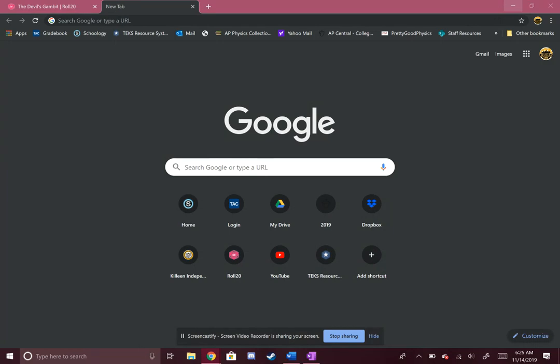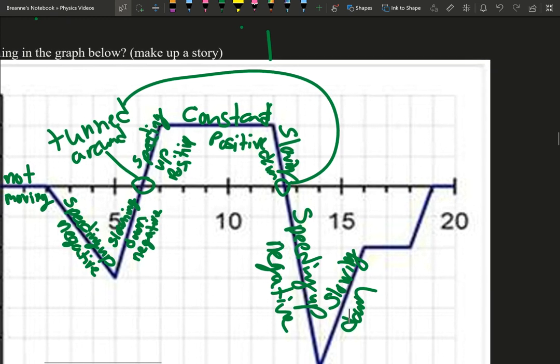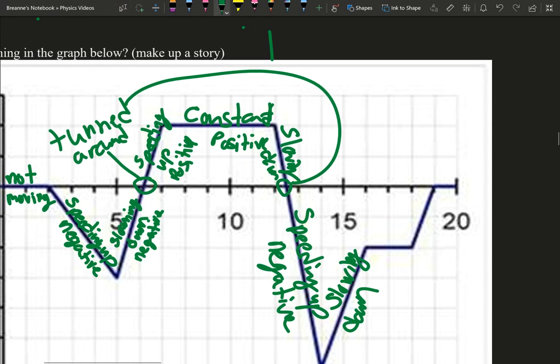Come back. There we go. We have a flat line, so we're at constant velocity again, still in the negative direction. And our last little bit, our numbers are getting smaller, so we're slowing down.